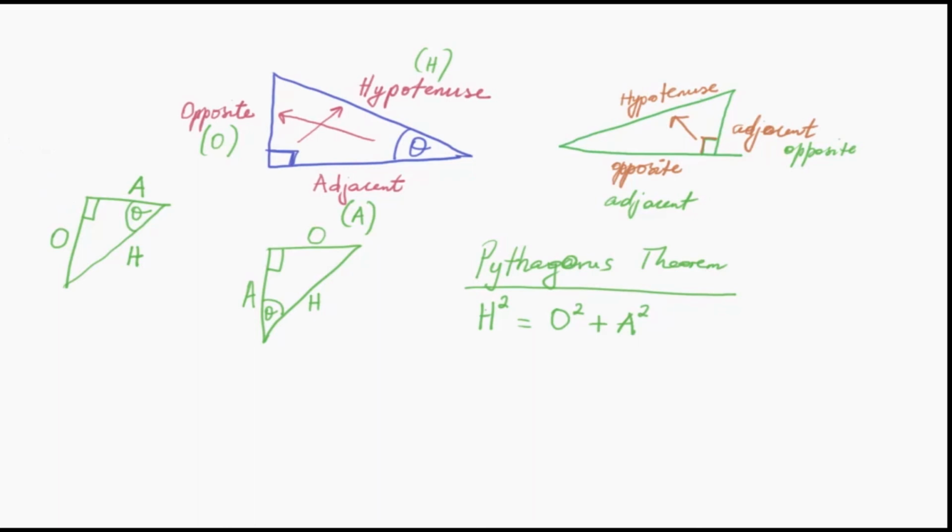Now, let's get to this theorem. If h squared equals o squared plus a squared, then if you want to find h, you will just square root this so that the square root cancels the square. And you square root this side to balance your equation. So that means h will be equal to the square root of o squared plus a squared.